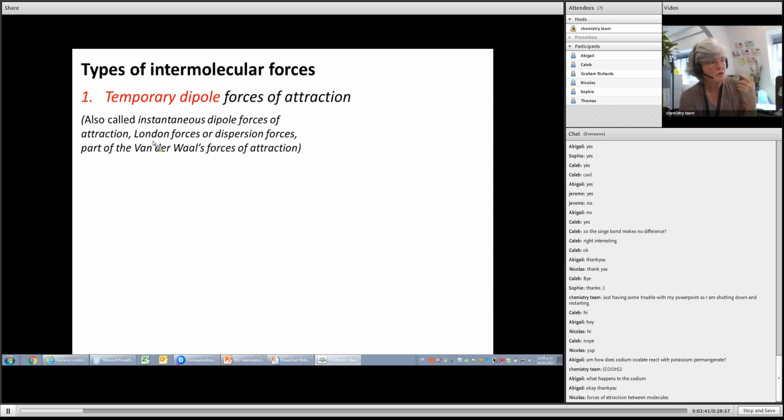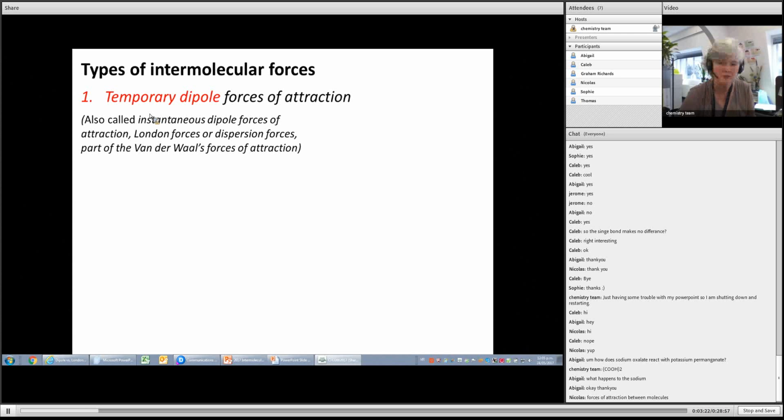Also called London forces, particularly in the States. If you watch YouTube clips from there, it's after a chemist called London, not the place called London. Or dispersion forces. And it's part of the van der Waals group. So van der Waals has a whole lot of different types of intermolecular forces in it, and the temporary dipole is one of them. Now you'll get this in all molecules. So you'll get it between water molecules, between butane molecules, between oxygen molecules, between hydrogen sulfide, and so on.